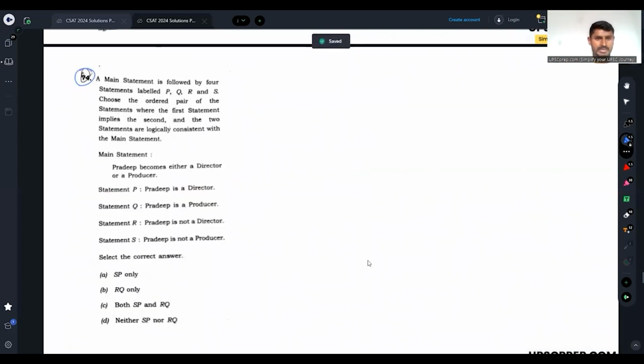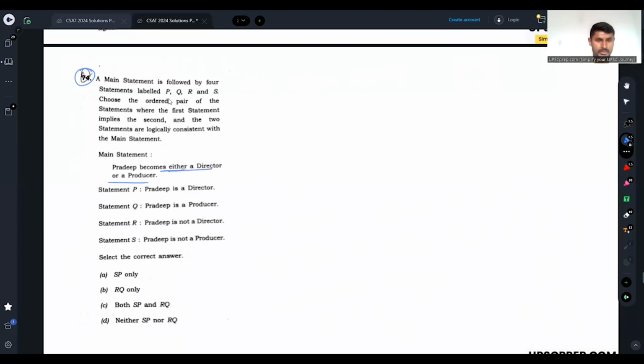74. A main statement followed by 4 statements P, Q, R, and S. Choose the ordered pair of statements where the first statement implies the second, and the 2 statements are logically consistent with the main statement. Okay, see now, the main statement is Pradeep becomes either a doctor, a director or a producer.